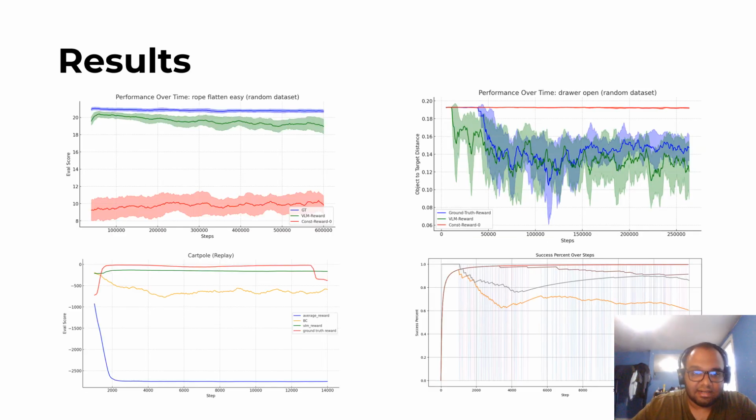Let's now take a look at the results or the reward curves. So we see that the blue line on top that you see here is the eval score from the ground truth reward, which is hand engineered by humans, and the red line that you see is the behavioral cloning algorithm. And you see the green line is our method, and it performs pretty close to the ground truth reward even on a random dataset. Similarly, here also the blue line is the ground truth reward, and we see that our method, which is based on VLM feedback, performs comparably.